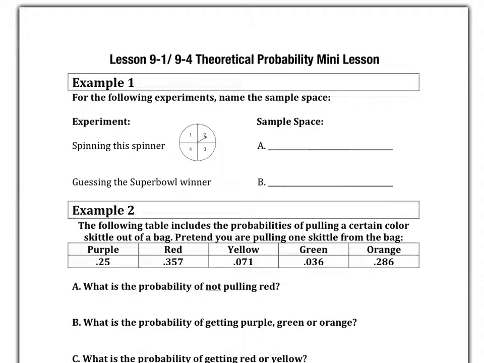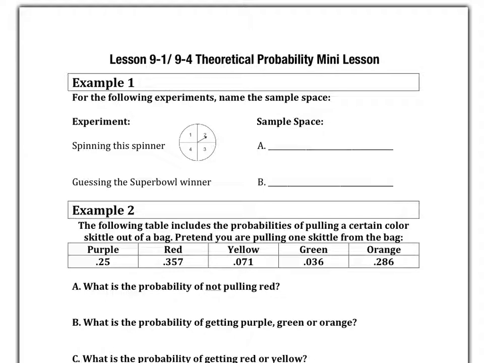Hello, today we're going to be looking at lesson 9.1 and 9.4, which is a basic understanding of theoretical probability. Before we get started, let's just talk about what theoretical probability actually is. Basically, it's just an estimation of the likelihood of an event occurring.